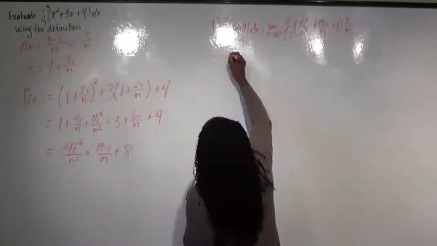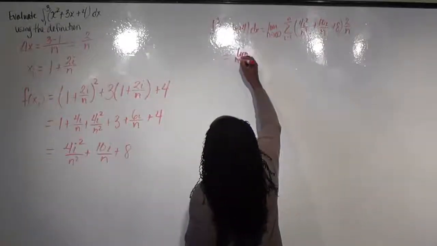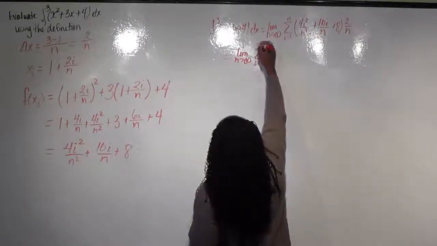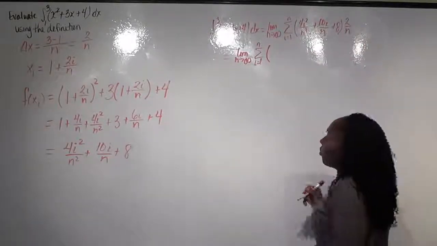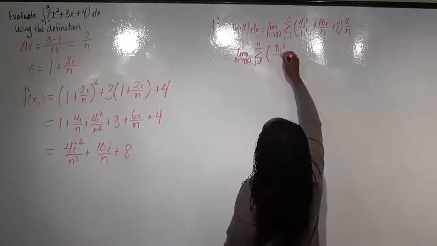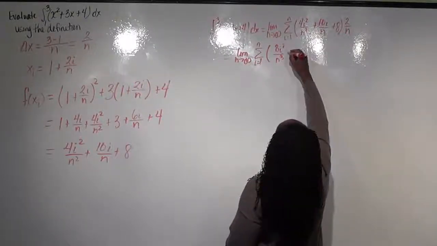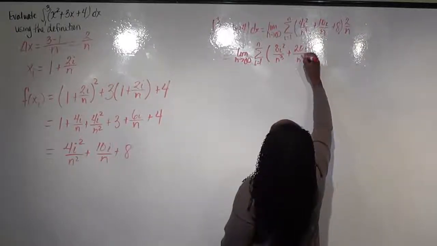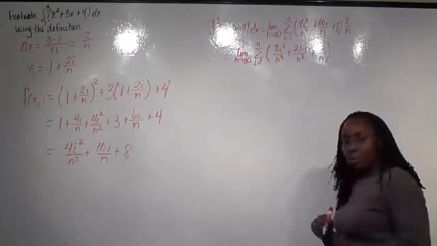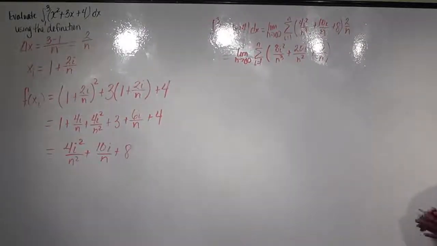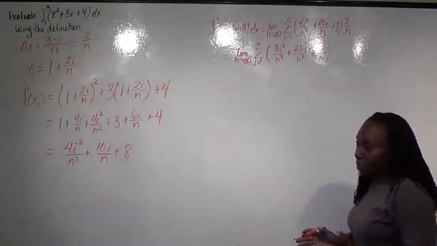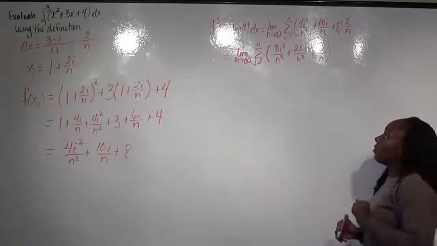Again, we want to start by simplifying that. So we're going to go ahead and distribute that 2 over n. So we'll get an 8i squared over n cubed plus 20i over n squared plus a 16 over n. Now again, we can separate. So we'll separate these out into 3 separate summations. Pull our coefficients out front.